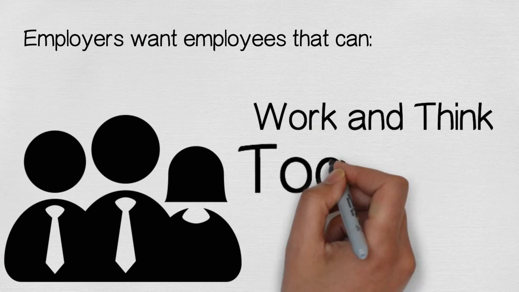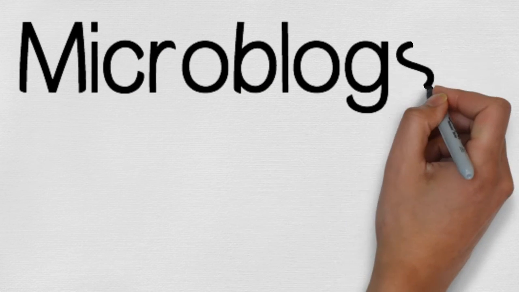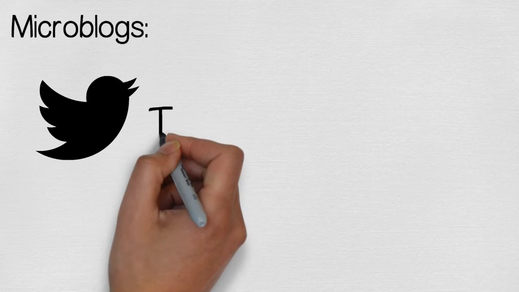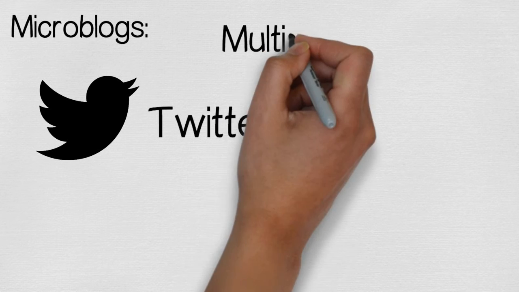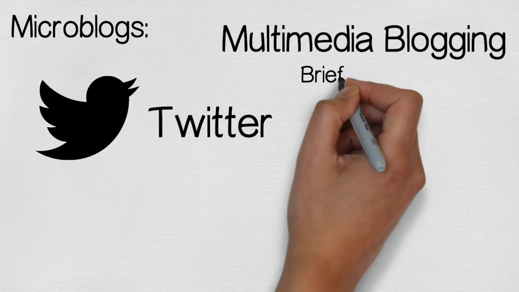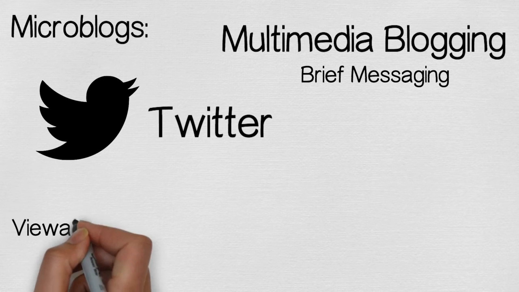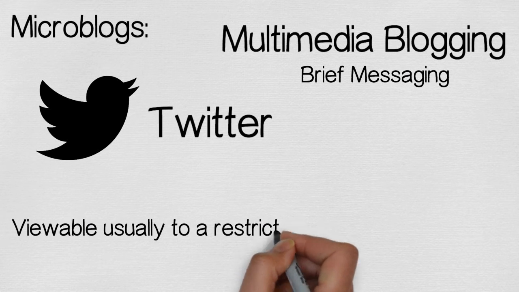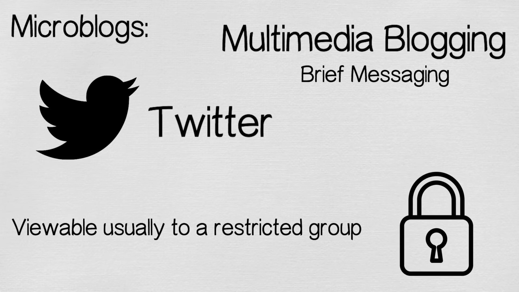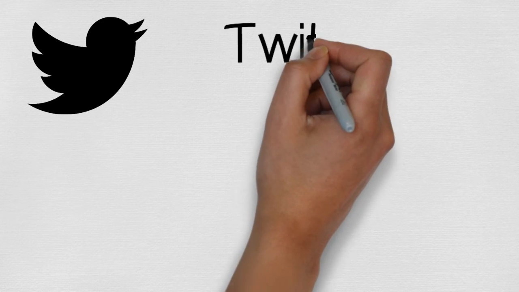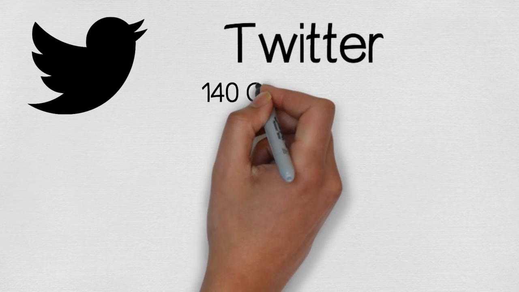Finally, the third one, interactive microblogging, or Twitter, basically. Microblogging is a form of multimedia blogging that allows users to send brief text updates or photos or audio clips as well and publish them, either to be viewed by anyone or by a restricted group. The most popular, of course, is Twitter, where you're restricted to 140 characters.